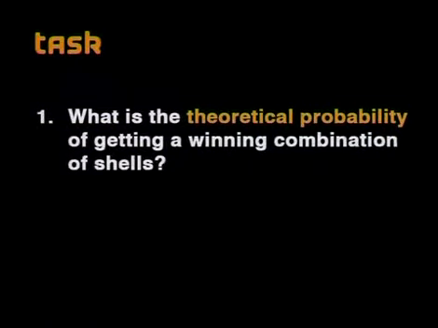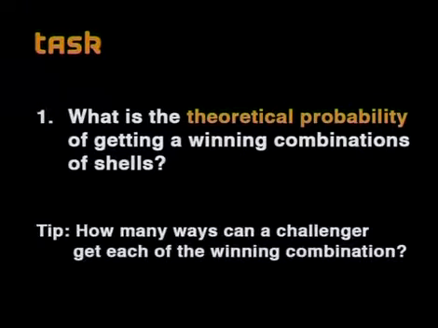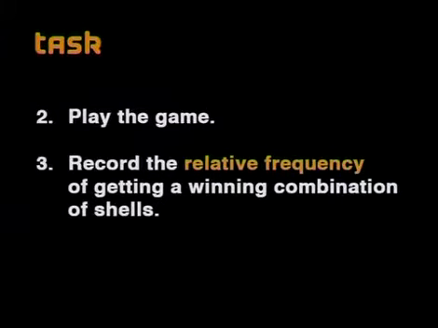First, work out the theoretical probability of getting a winning combination of shells. Here's a tip to help you in your calculations. How many ways can a challenger get each of the winning combinations? Think very carefully about this one. Secondly, play the game with friends. You can use shell-shaped pieces of pasta to replace the cowrie shells. Record the relative frequency of getting a winning combination of shells.